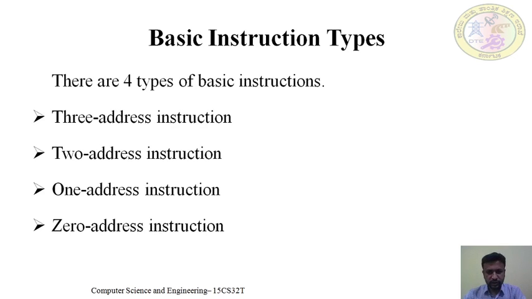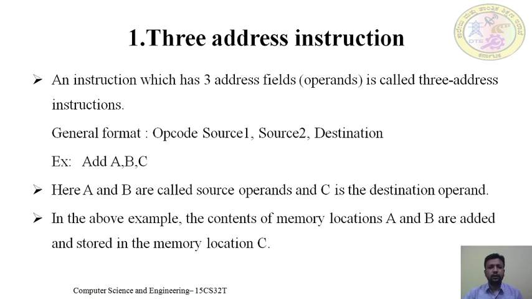The instruction types have four basic types. One is 3 address instruction, second one 2 address instruction, third one 1 address instruction, fourth one 0 address instruction. Let's start with 3 address instruction. An instruction which has 3 address fields or operands is called a 3 address instruction.